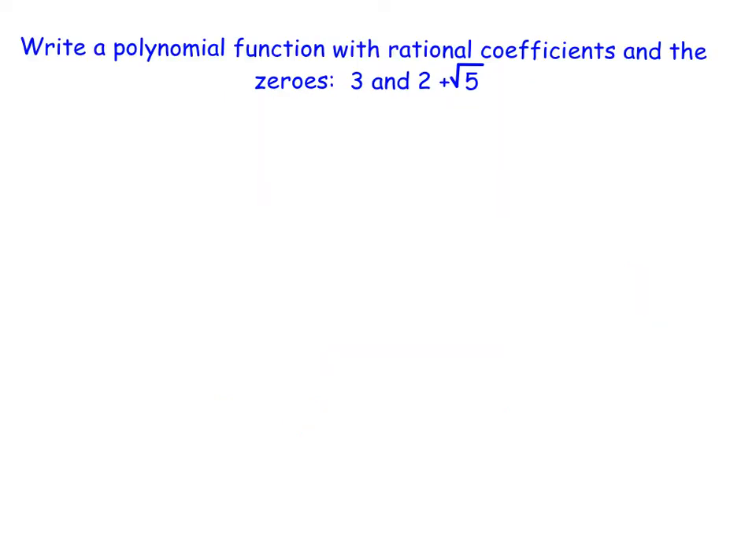So let's jump in and try an example. Here it says we need to write a polynomial function with rational coefficients and the zeros of 3 and 2 plus the square root of 5. Now, because of the irrational conjugates theorem, we actually know that there's going to be one more zero. So it's going to be 3, 2 plus the square root of 5, and because of the irrational conjugates theorem, we also have 2 minus the square root of 5 as one of our zeros.